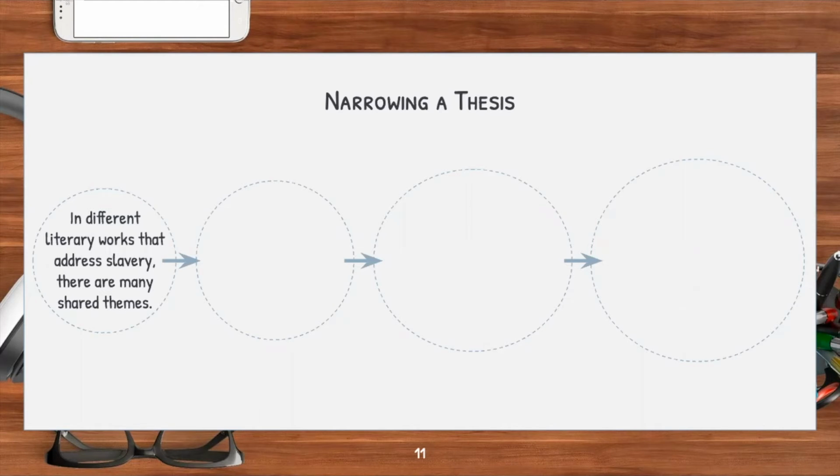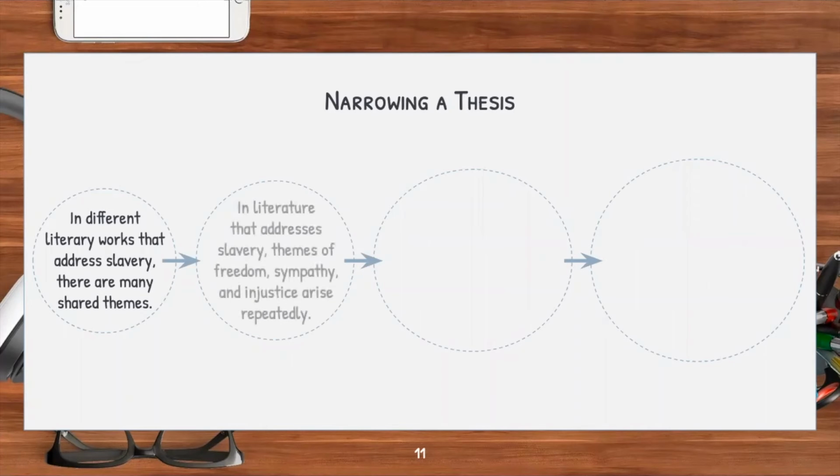And you can also use this as how to go from a vague theme to a specific and arguable thesis. So first we have, in different literary works that address slavery, there are many shared themes. So this is very vague and does not have an argument. We just have a vague idea of addressing shared themes in this paper. So getting a little more specific, next we have, in literature that addresses slavery, themes of freedom, sympathy, and injustice arise repeatedly. This is more specific in that it names some specific themes, but there's still no argument.